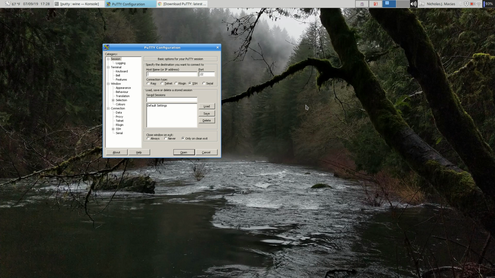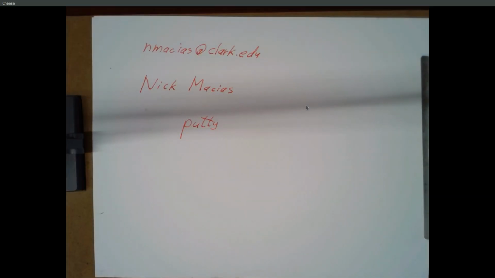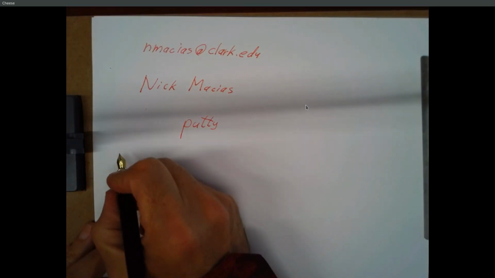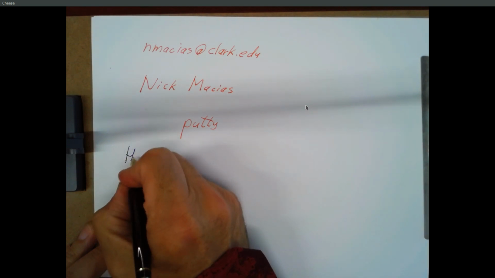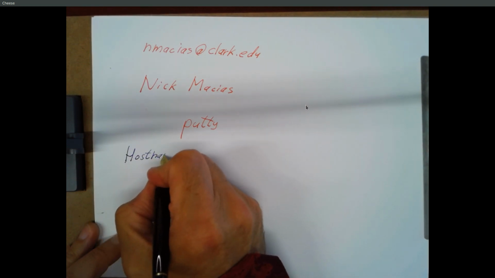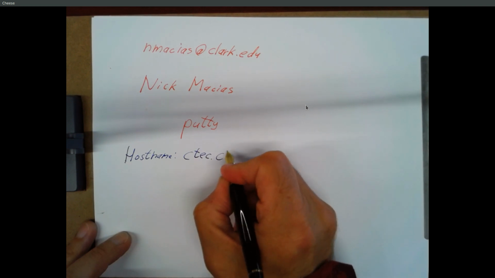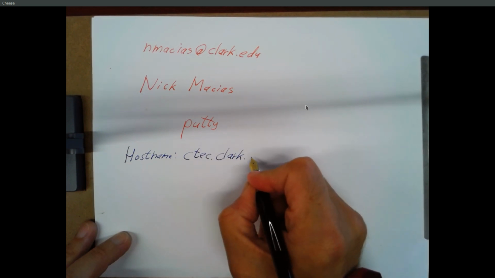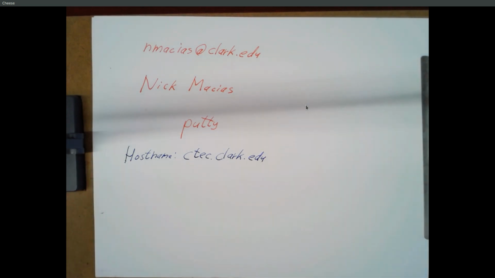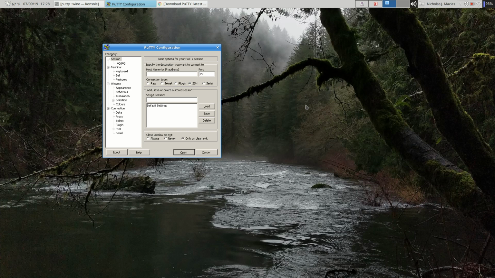Okay, here's what you need to do. This box up here says host name. That's where you're going to specify ctec.clark.edu. So host name, that's ctec.clark.edu. And the thing next to it says port, that should say 22. And the connection type below should say SSH.